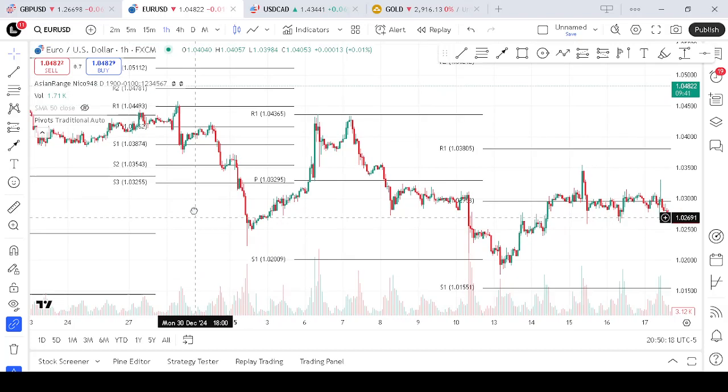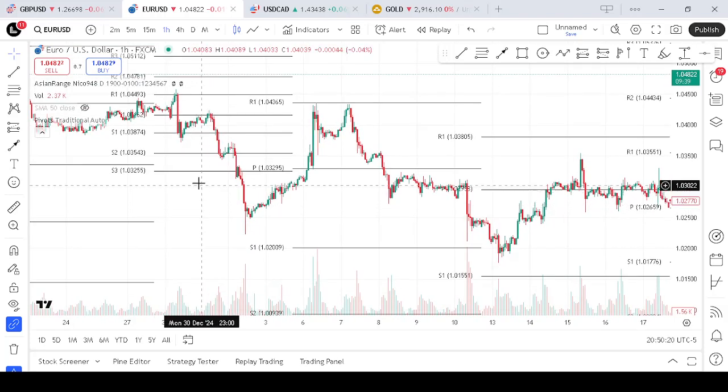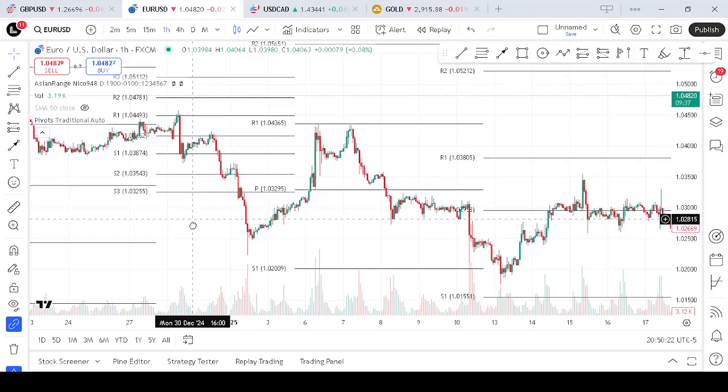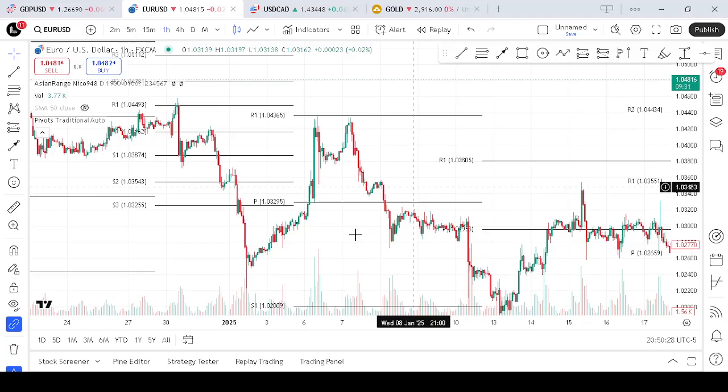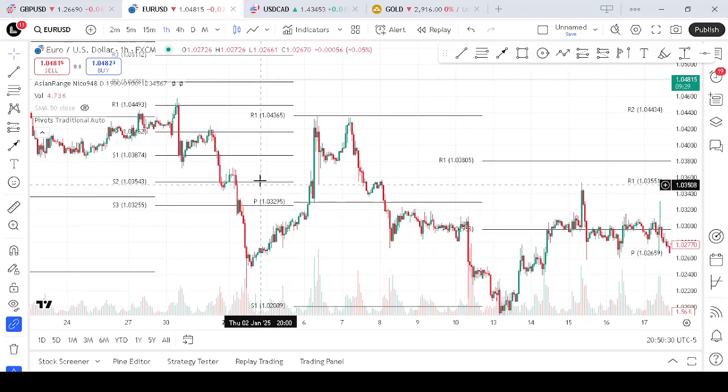When price gets to and breaks through these pivot levels with conviction, it often signals the start of a new price movement. This is where the breakout strategy comes in. You want to focus on a clean break above the resistance or below the support, confirmed by a candle closure beyond this level.